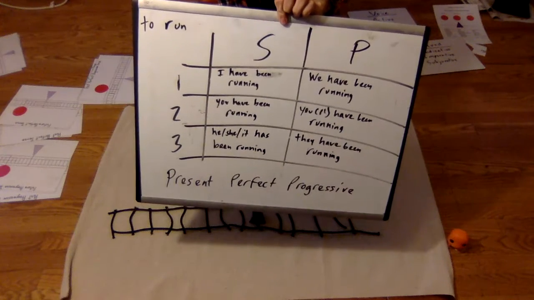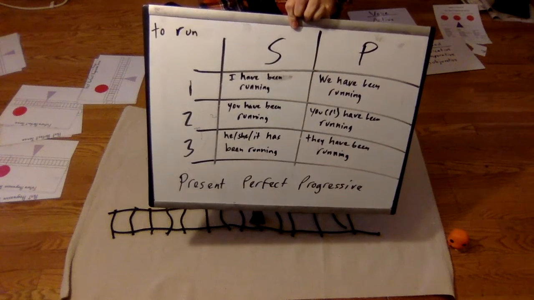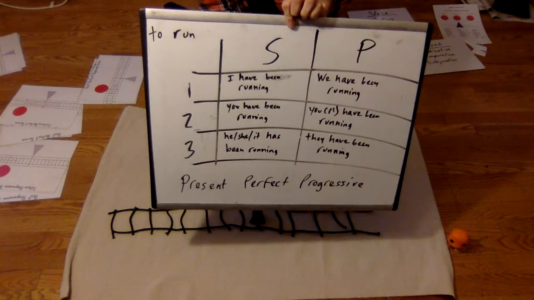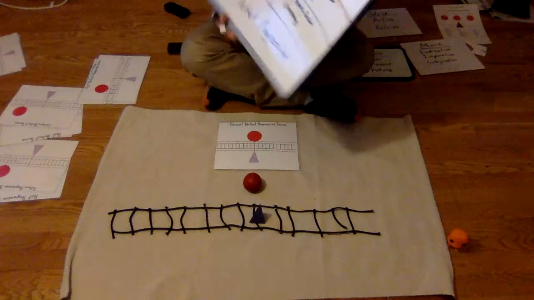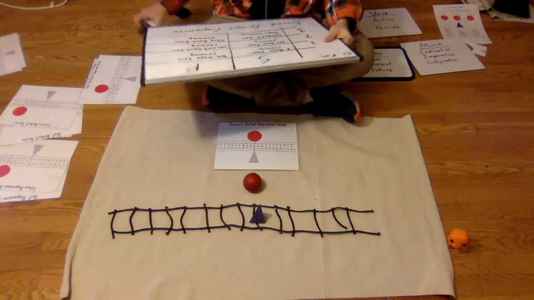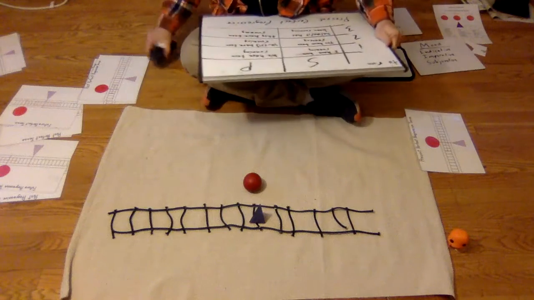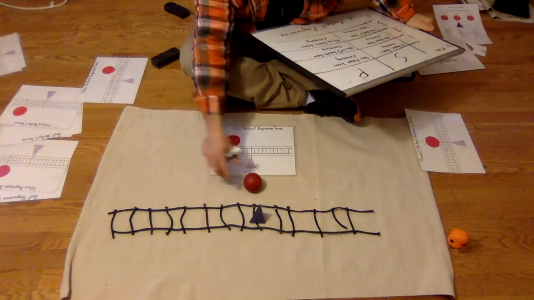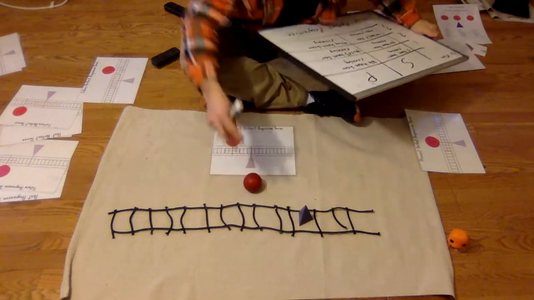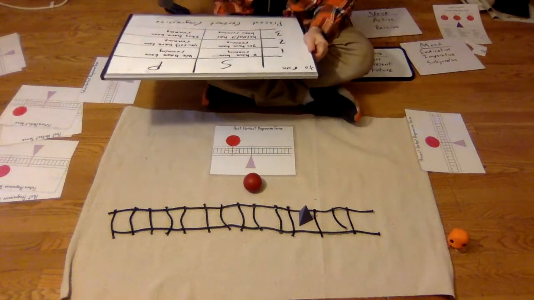So there it is. I have been running. You have been running. He, she, or it has been running. We have been running. You, plural, have been running. They have been running. This is the present perfect progressive. So, moving on to the past perfect progressive. Let's put the past perfect progressive right here. Okay, and this one is going to go right there at some point in the past that happened.